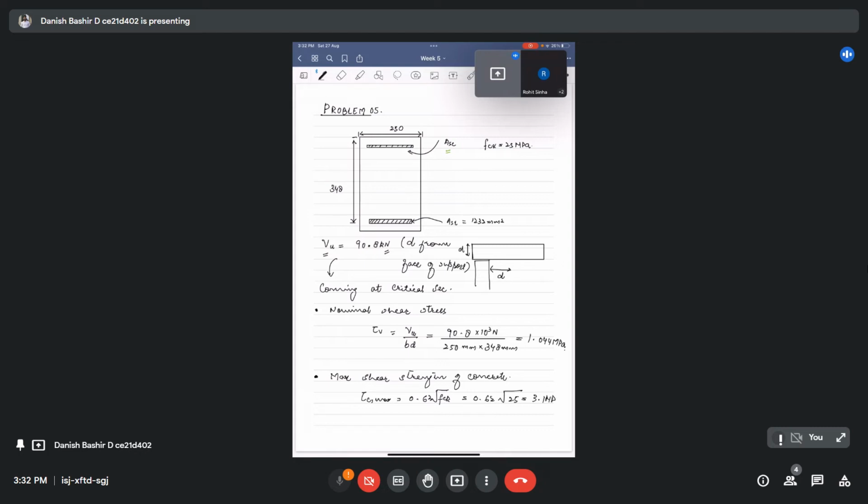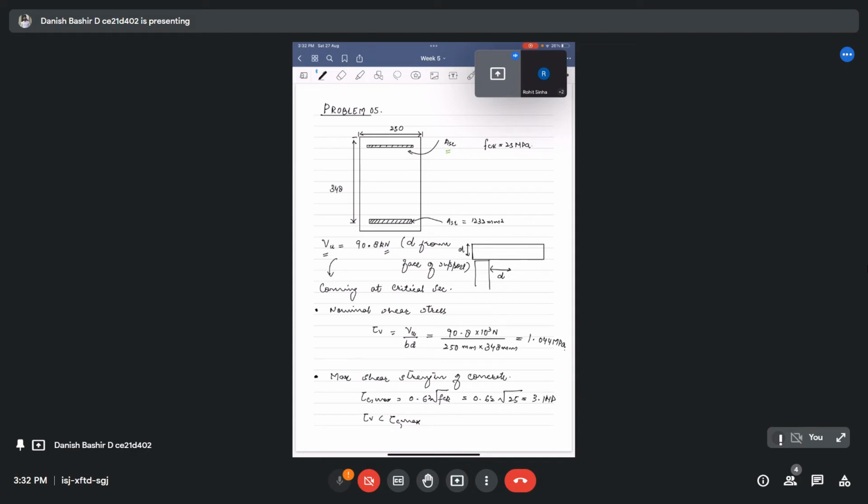Here you are seeing that tau v is less than tau c max. So our section is adequate. We don't have to redesign our section. This is one of the first things that you have to check in your design process, whether our nominal shear stress is less than the maximum shear strength of the concrete. If this is the case, then you can proceed with the same cross section given. If not, and your nominal shear stress is greater than the maximum shear strength of concrete, you have to redesign your section.